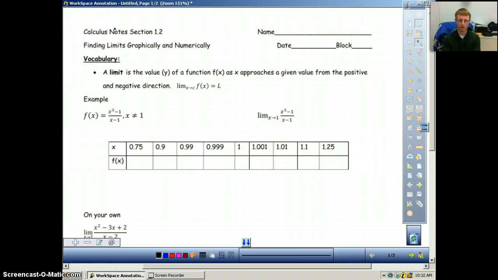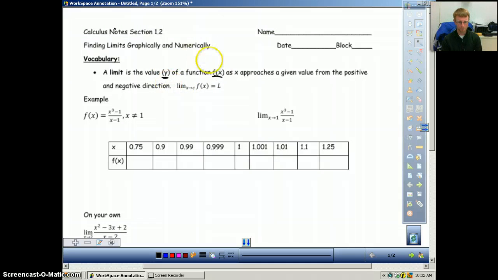Now, make sure you understand the difference between your values here. X values are your horizontal values, your y values are also f of x values. Keep in mind, y and f of x are the same thing. An f of x value and a y value are the exact same thing.